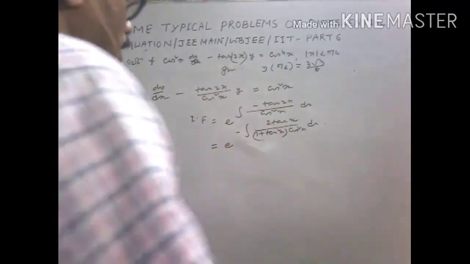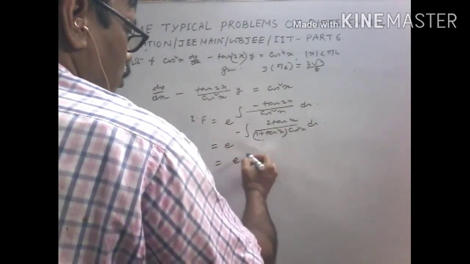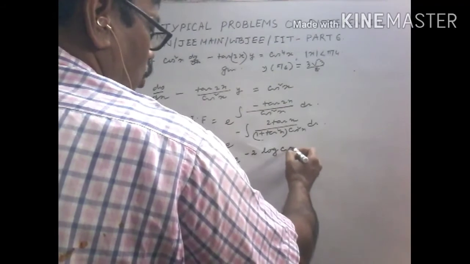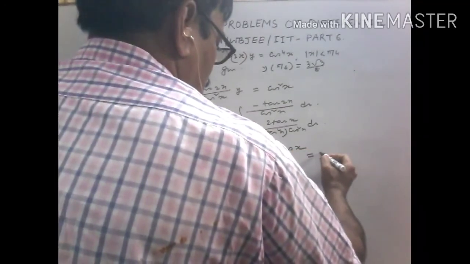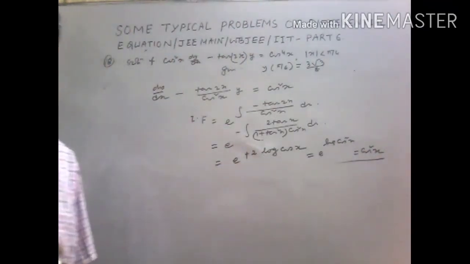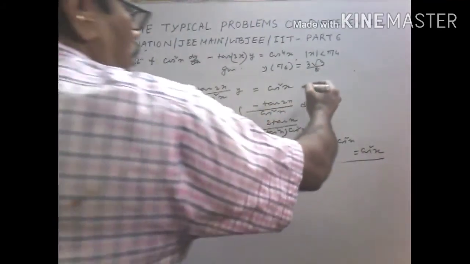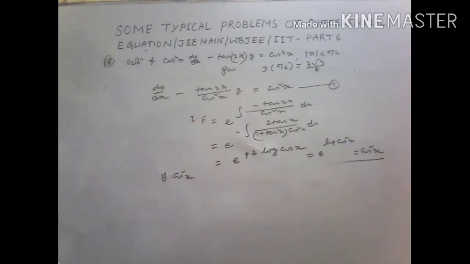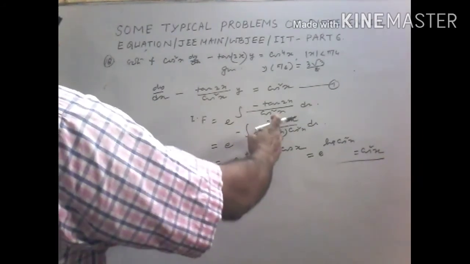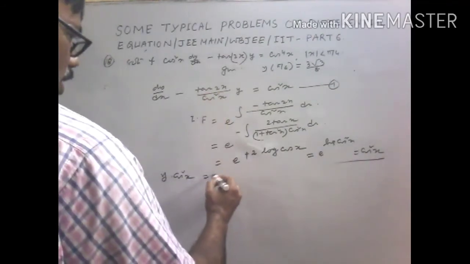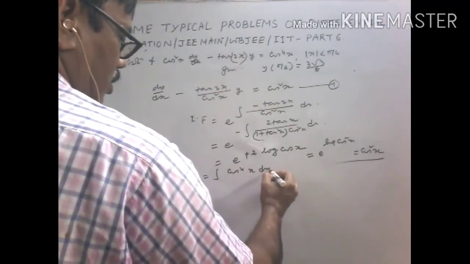So 1 plus tan square x is sec square x, so sec square x and cos square x cancel. E to the power minus 2 times the integration of tan x, so log sec x, or log cos x if you take the negative. So this is e to the power log cos square x, that is cos square x. From 1 we get y into cos square x. The plus cancels out, log cos x, log sec x, so log cos square. So y into cos square x equals the integration of cos to the power 4x dx.